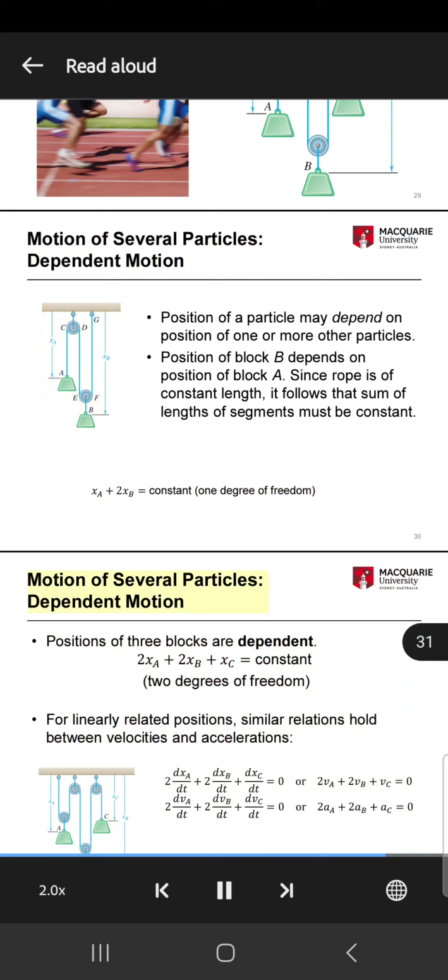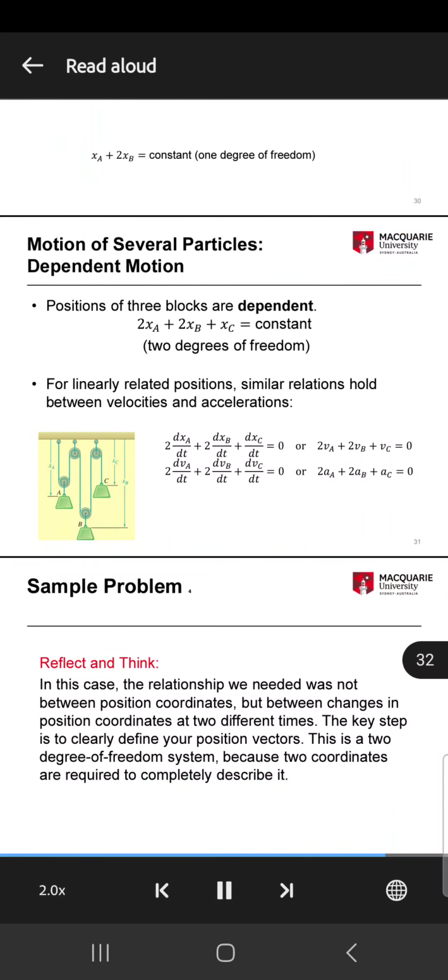Motion of several particles. Dependent motion. A rope comes down from the ceiling and passes through a moving pulley attached to block A. It then goes up to pass through a fixed pulley at the ceiling, then down to a moving pulley attached to block B, then up to a fixed pulley at the ceiling, and finally down again to block C. Sample problem 4. Group problem solving 8.